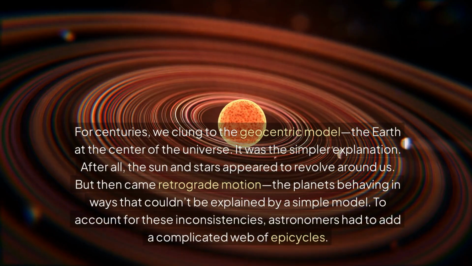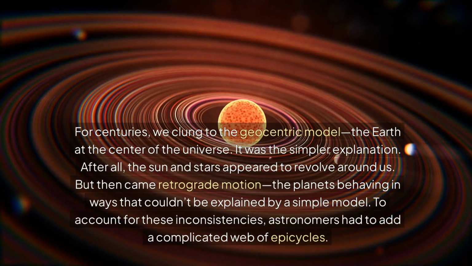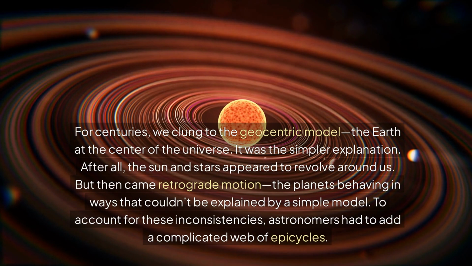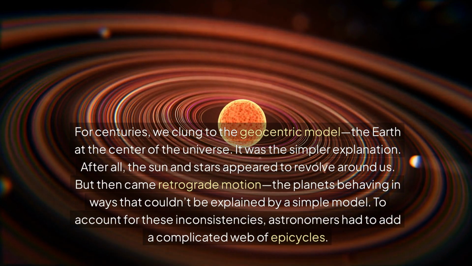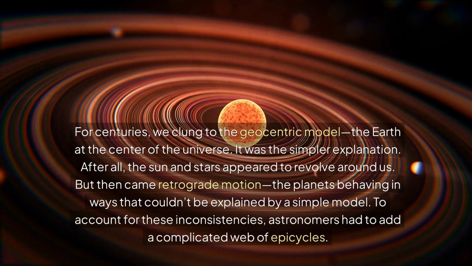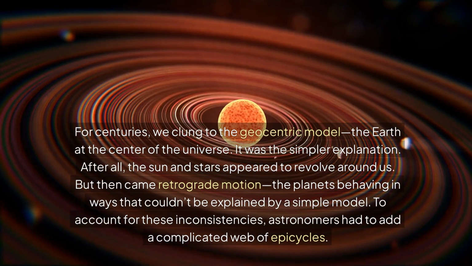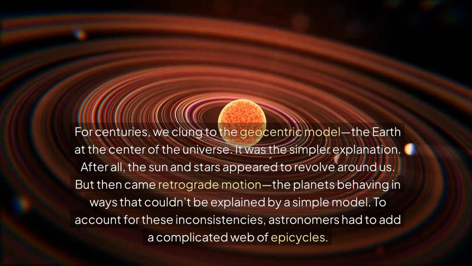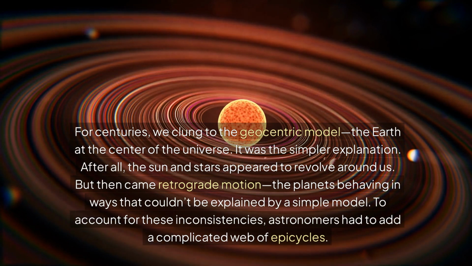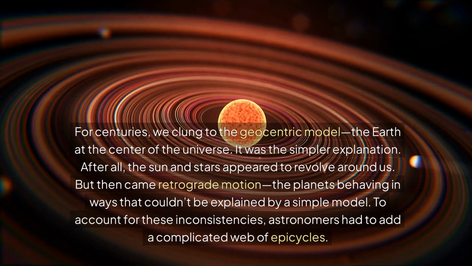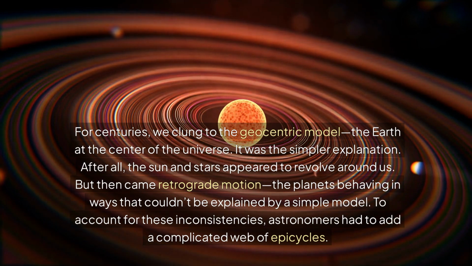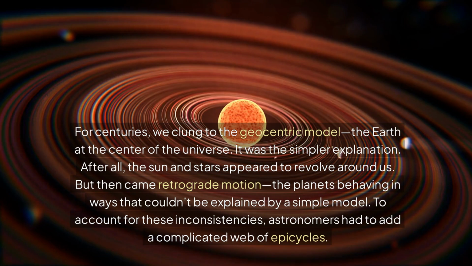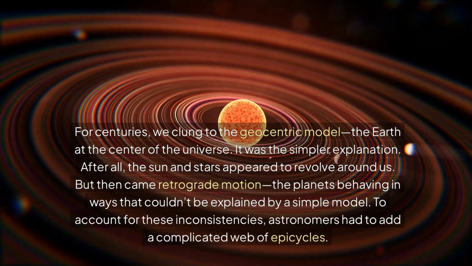For centuries, we clung to the geocentric model, the Earth at the center of the universe. It was the simpler explanation. After all, the sun and stars appeared to revolve around us. But then came retrograde motion, the planets behaving in ways that couldn't be explained by a simple model. To account for these inconsistencies, astronomers had to add a complicated web of epicycles.